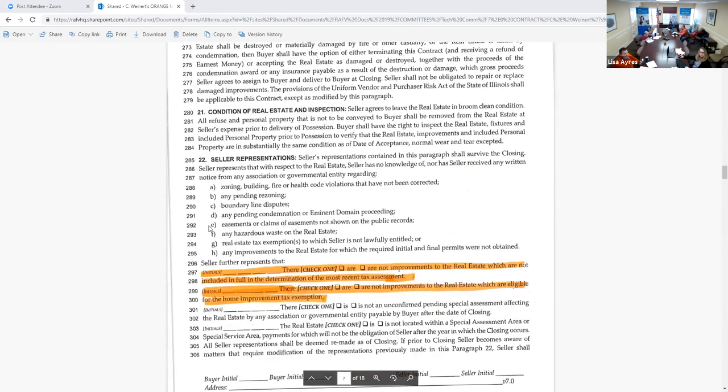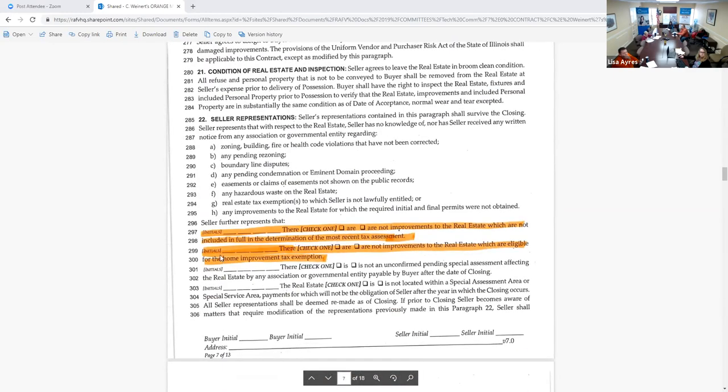Line 299, tax prorations. Okay. If the seller rehabs a property and the property has not been reassessed yet, would this cause the seller to say yes to that part? Yes. And if the seller has rehabbed the property, someone else asked me this question. We do have another provision in this contract where properties have been rebuilt and haven't been assessed, and a percentage is held at the time of the closing because the property has not yet been reassessed.